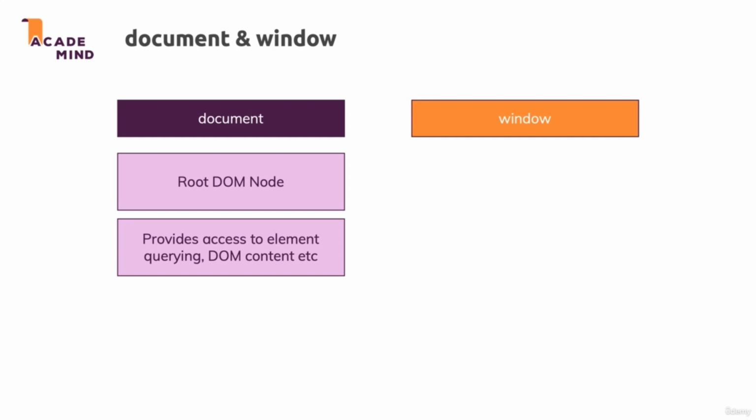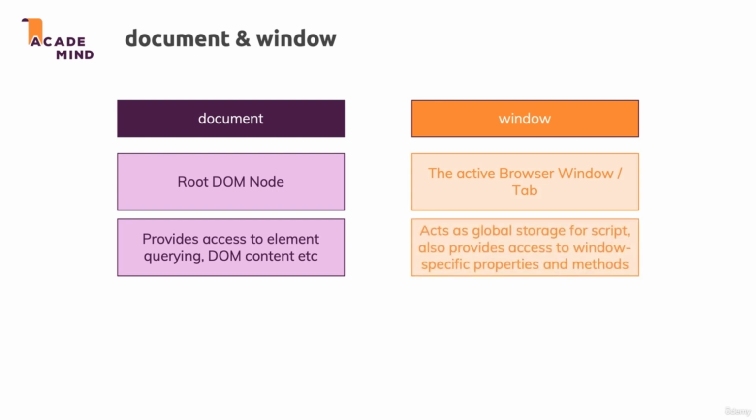And that in the end reflects the active browser window or tab, if you want to call it like this. So it's basically your global entry point, your global storage, if you want to call it like this, for your script. It gives you access to all the features that the browser wants to expose to you. The root entry point is always that window object, but it also gives you some window-specific properties, for example, for measuring the window width or anything like that, which we'll also have a look at throughout this module, of course.